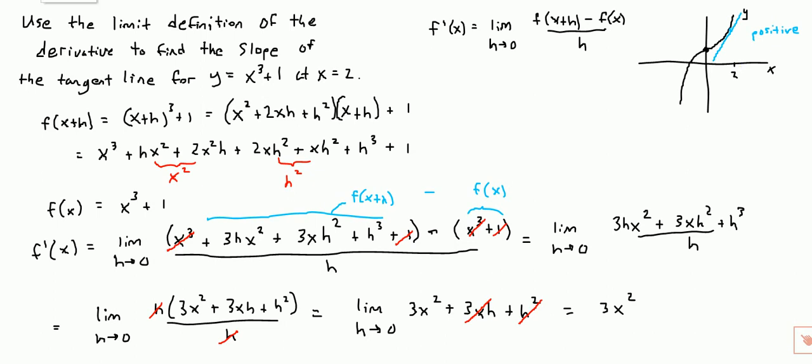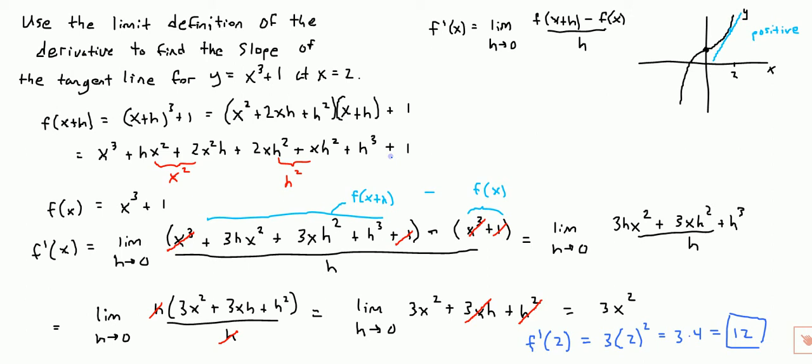But we're only concerned with x equals 2. Okay, so f prime of x equals 3x squared. f prime of 2 is equal to 3 times 2 squared, which is 3 times 4, which is 12. And that is the answer. f prime of 2 is the slope of the tangent line at x equals 2. We thought it would be positive, and we got positive 12 as the answer.